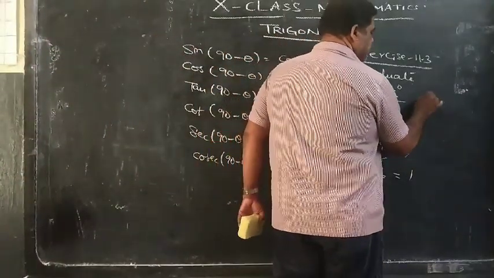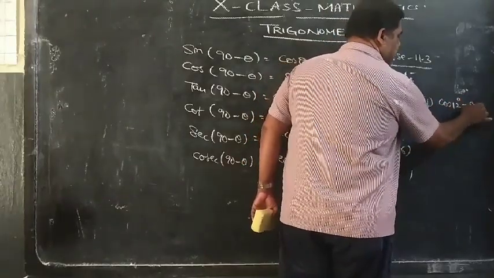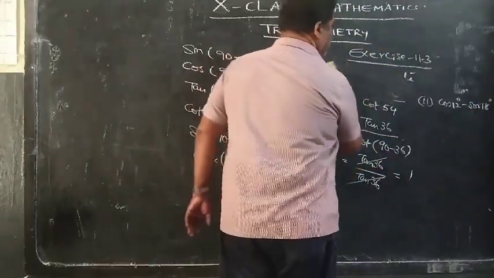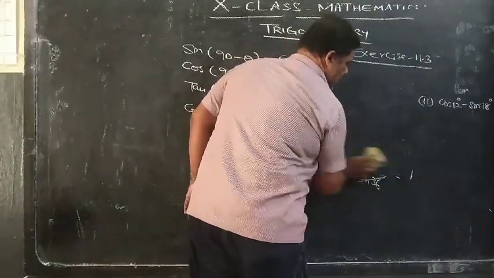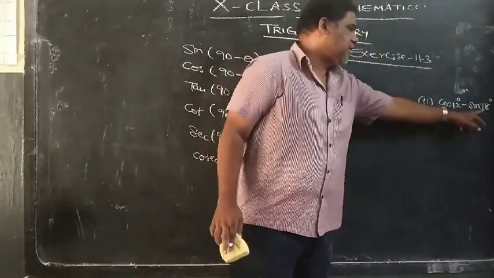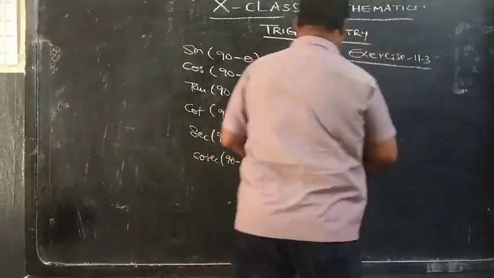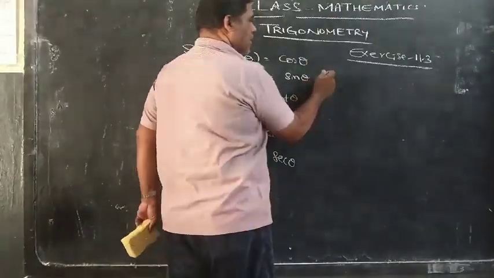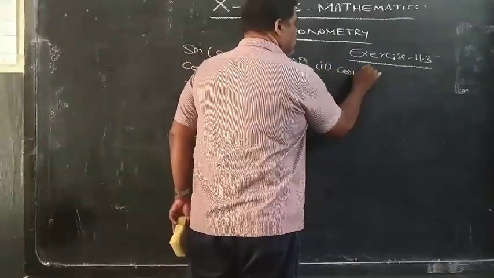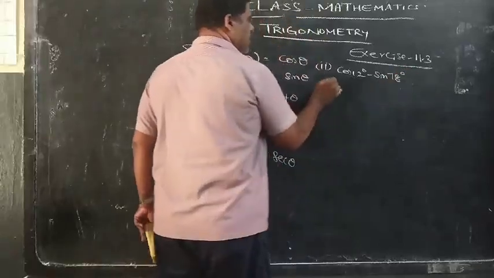Second bit, cos 12 degrees minus sin 78 degrees. Here two ratios will be there. Cos 12 degrees minus sin 78 degrees.